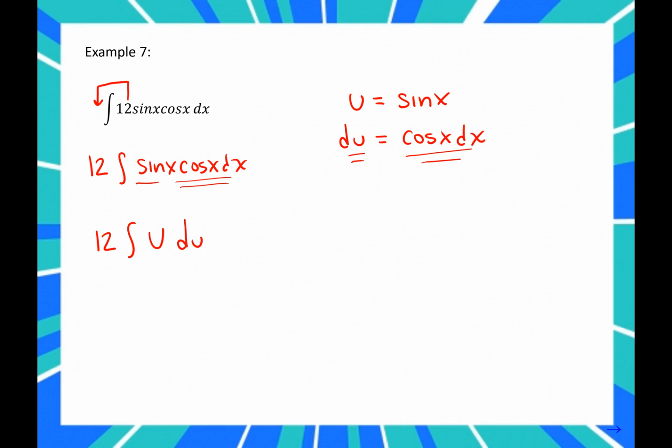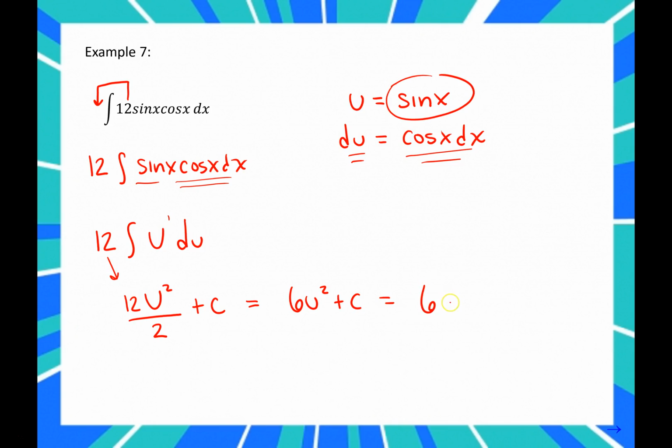So we have to integrate this, and don't panic, this is just u to the first power. So this is going to be u squared over 2. I'm going to drop down that 12. So simplifying this, I get a 6u squared plus c, plugging in my u value here, which is in terms of x, I have a 6 sine x quantity squared plus c. And I do want to rewrite that as a 6 sine squared x plus c.